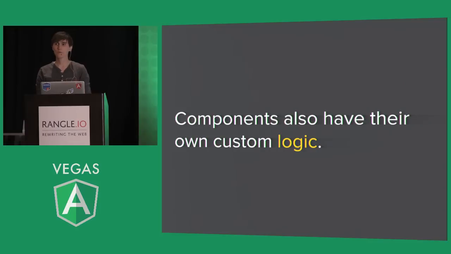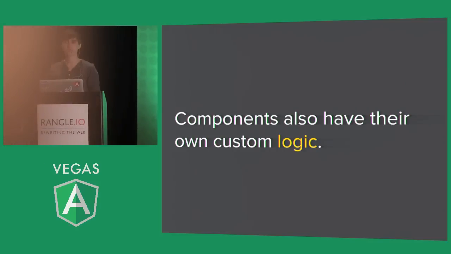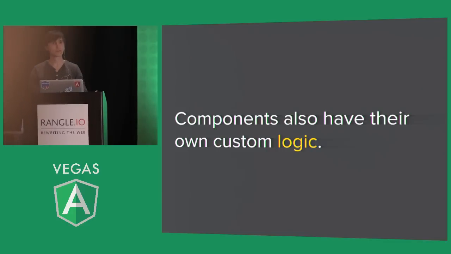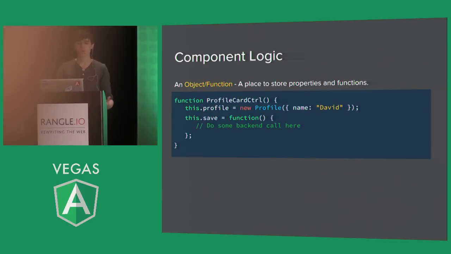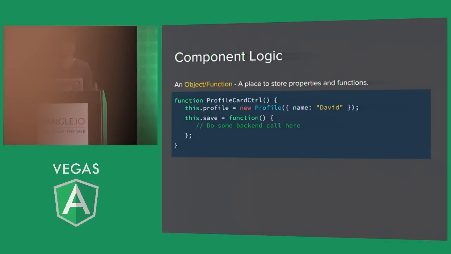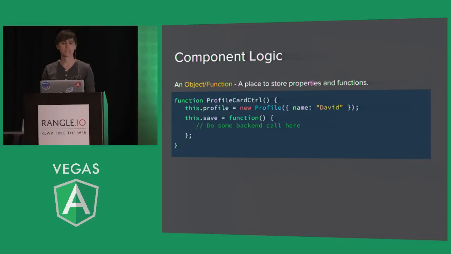So that's one part of components, but components also have to have a lot of logic to them. You saw the ng-click for save, so how do I actually wire up that save? Well, in Angular 1, we're used to using controllers and stuff like that, but it really can be anything. It just has to be some type of backing to the template. So this is an object or a function. It just stores properties and other functions that the template or the view can use.